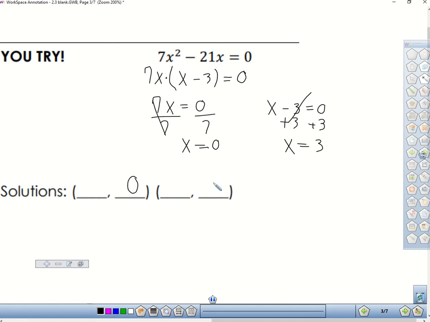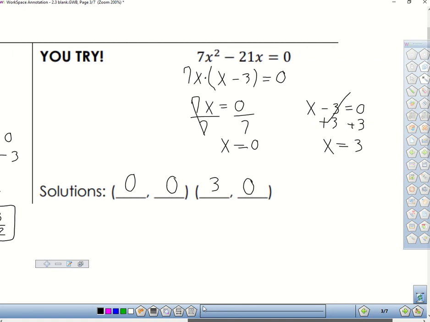My y coordinates are always 0 for a solution, and I just put in the two x's that I just found. Y coordinates are always 0? When you find solutions, when you set something equal to 0, yes, because effectively we're replacing the y with 0. Any questions on this? Okay.